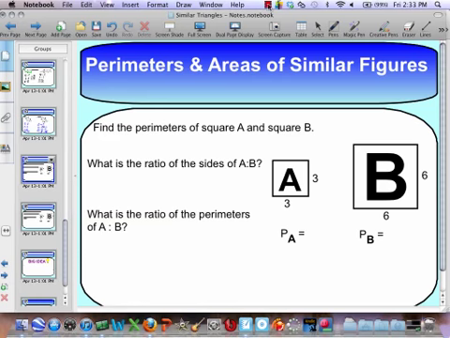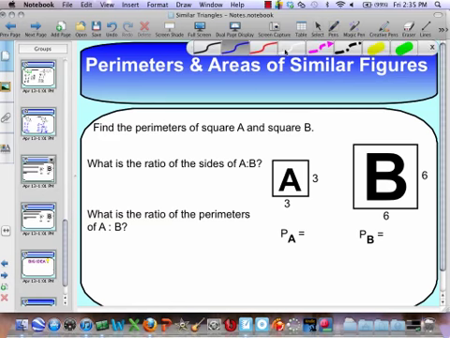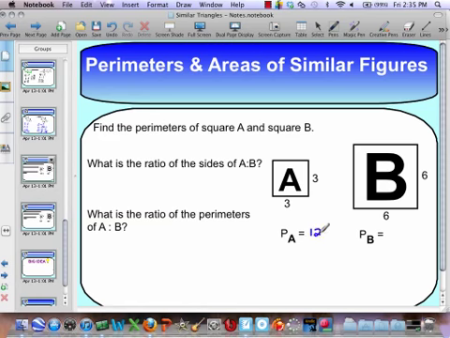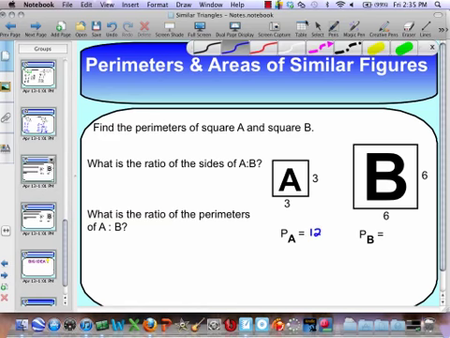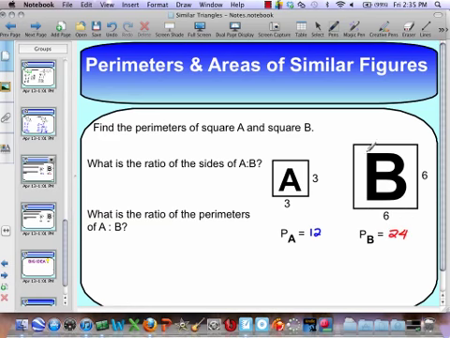Square A. Here we go. What is the perimeter of square A? Shay. 12. What is the perimeter of square B? 24. Okay, good. Alright, keep moving on.